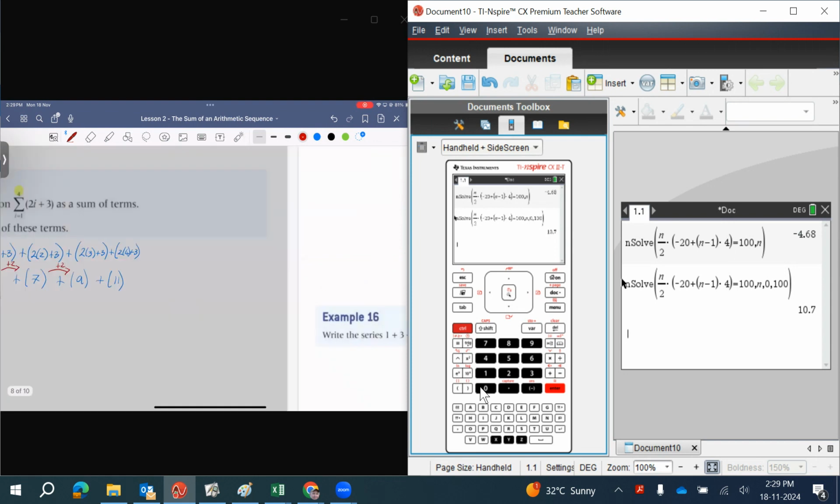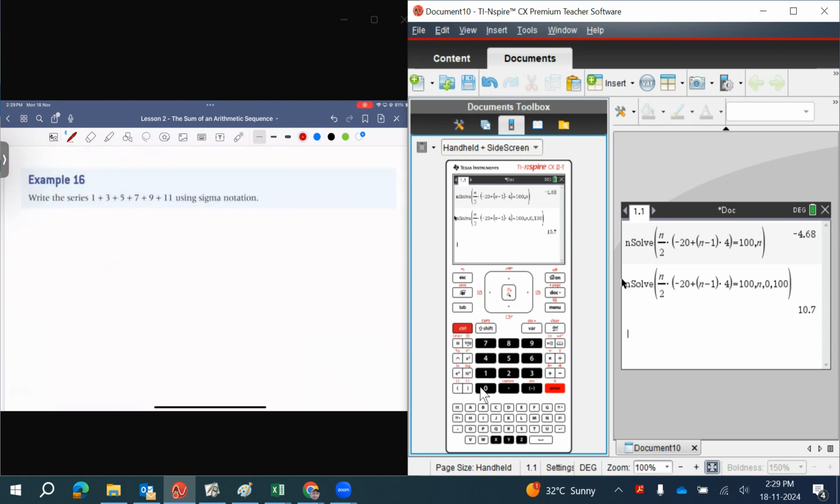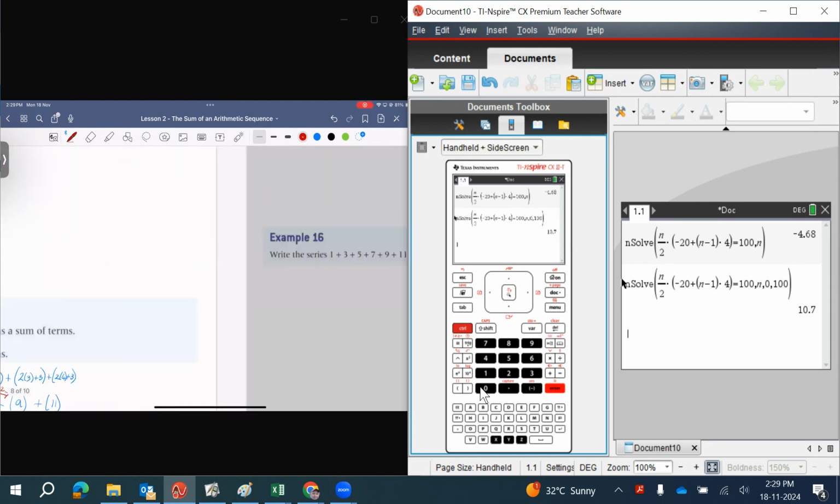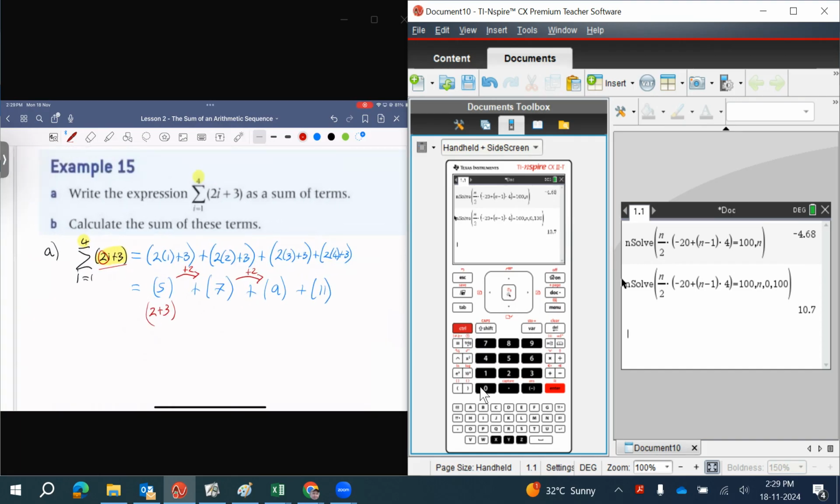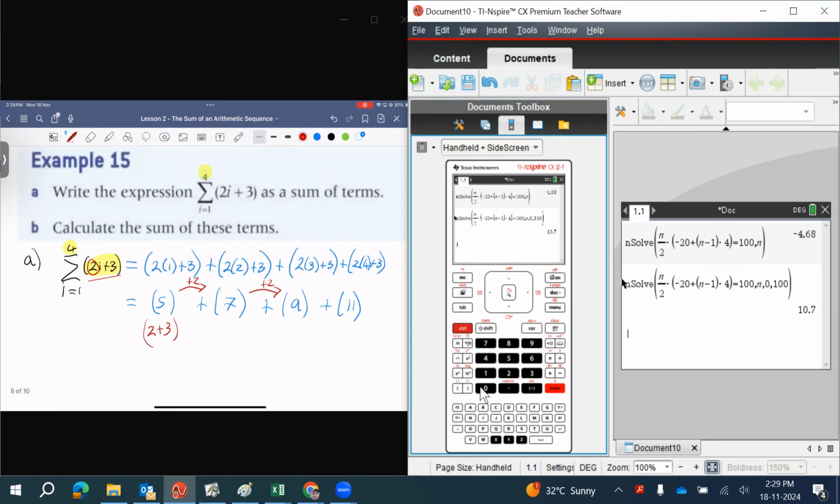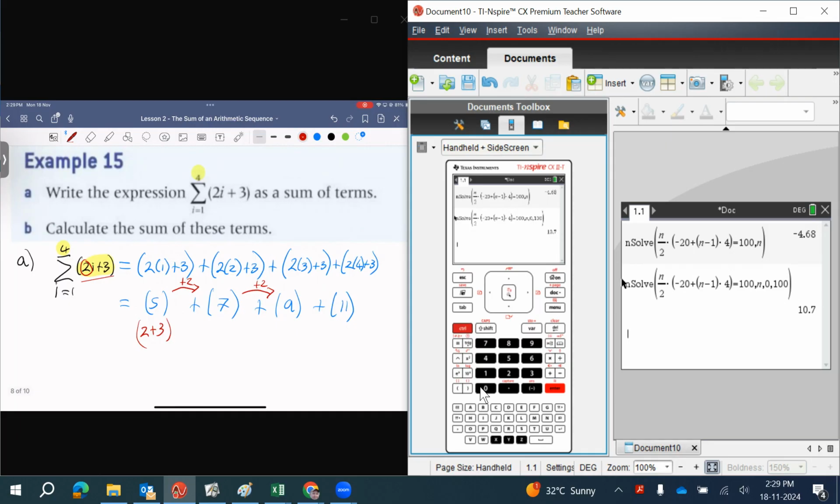All right. Sir, when we do the sigma notation and we go from 1 to 4 like we're doing here, are we always going 1, 2, 3, 4? Yeah, you always iterate it.